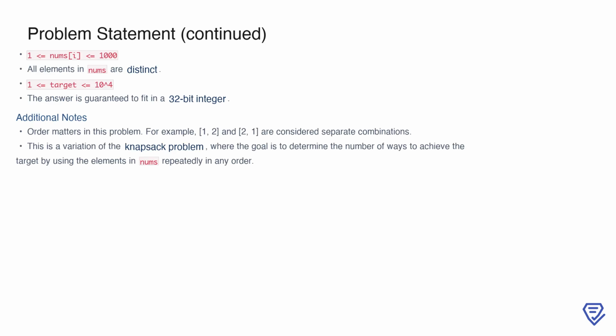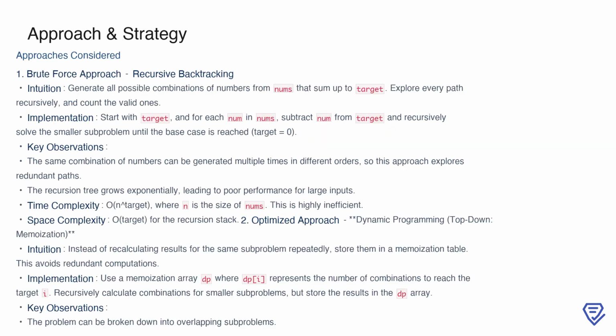To summarize the constraints, the length of nums can range from 1 to 200, and every number in nums is distinct and falls between 1 and 1000. The target is always a positive integer between 1 and 10,000, and the output is guaranteed to fit within a 32-bit integer. It's also important to note that since order matters, this problem is a variation of the classic knapsack problem, where you aim to determine the number of ways to achieve the target by combining the elements of nums in any order and allowing each element to be used repeatedly. This variation introduces the challenge of counting permutations rather than just combinations, making it a unique and interesting dynamic programming problem to solve. To tackle this problem, we initially considered two approaches.